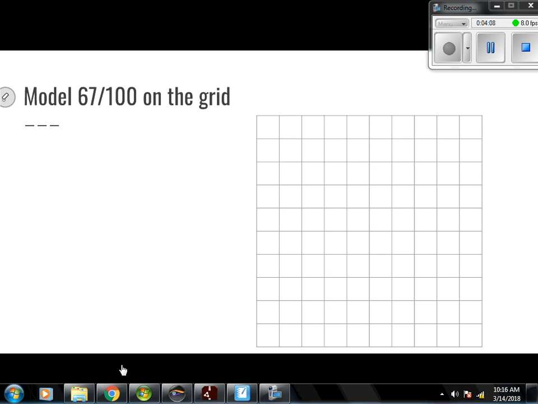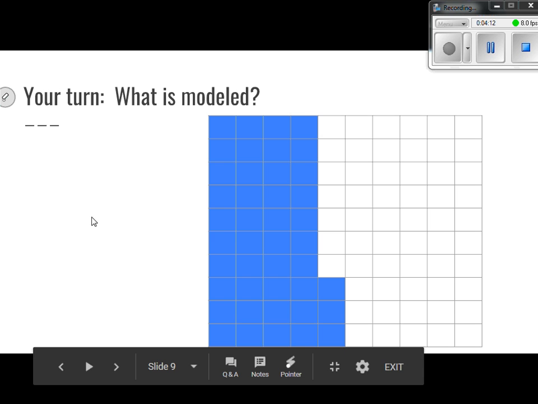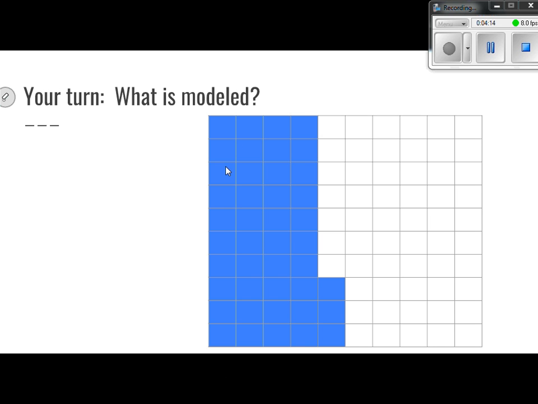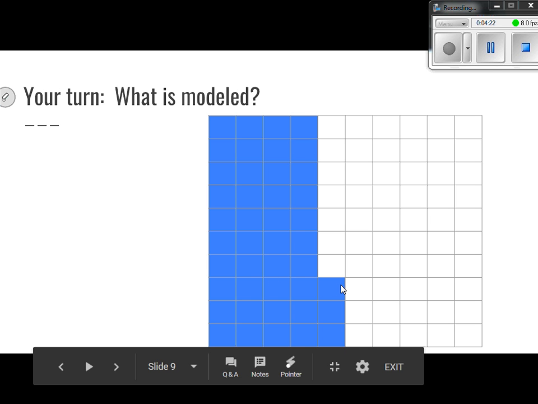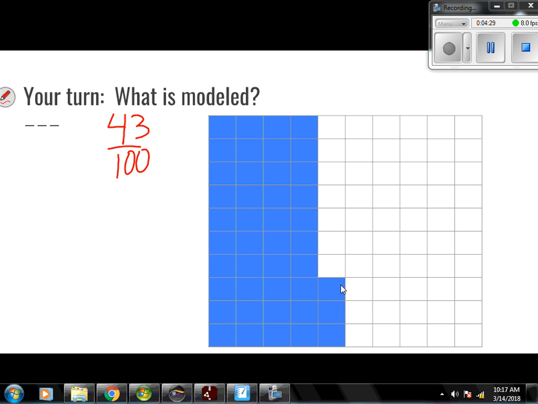All right, let's look at another one. Okay, you all tell me what is modeled here. How many columns do I have shaded fully? 4. 4, which would be how many? 40. 40, and then plus 3 would be what? 43. Out of 100. 43 out of 100. If I were to write this as a decimal, 0.43.